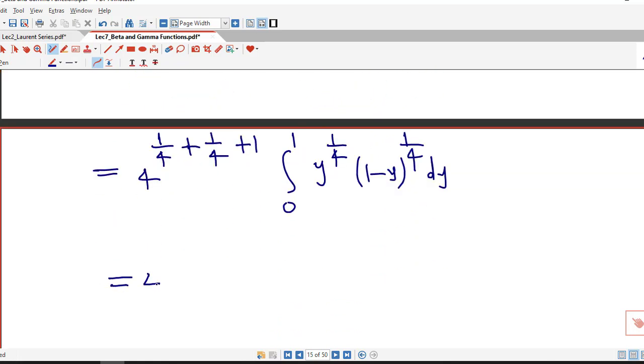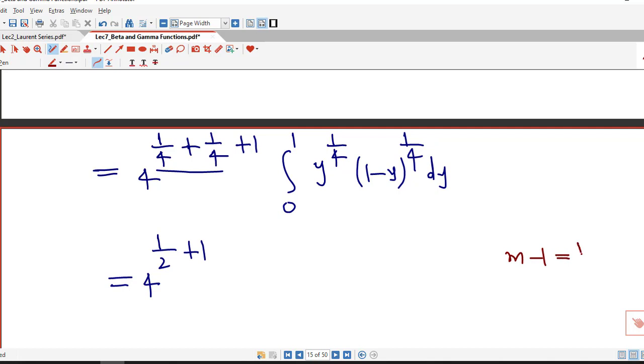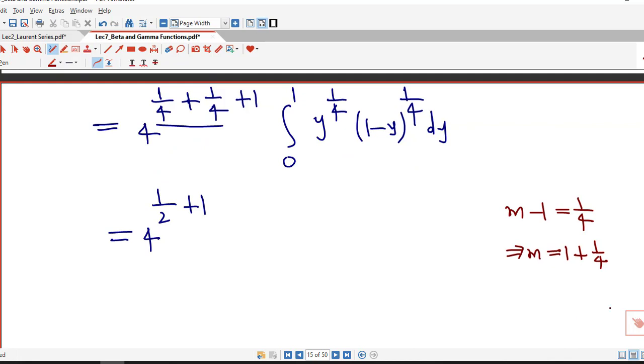Now if we simplify this, 1/4 + 1/4 is 2/4, which is 1/2, plus 1. And now we compare these powers of y and 1 − y with m − 1 and n − 1. So we obtain m − 1 equal to 1/4, and that gives me m equal to 1 + 1/4. And similarly n − 1 is 1/4, so that gives me n equal to 1 + 1/4.